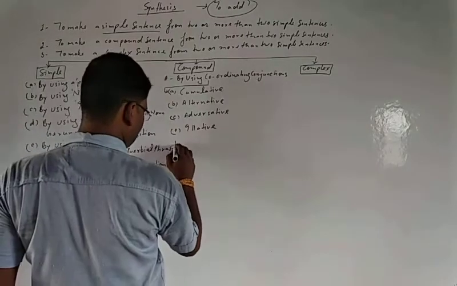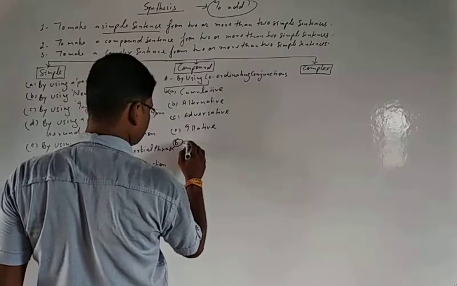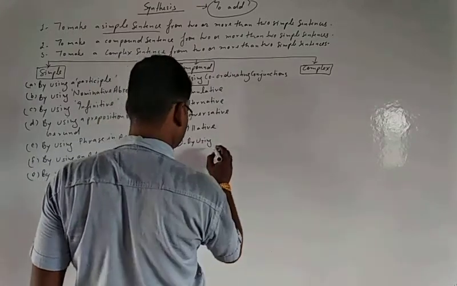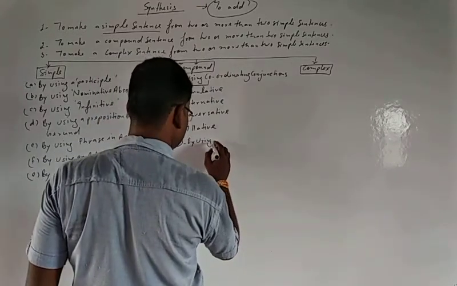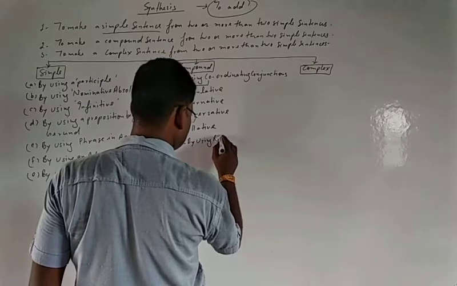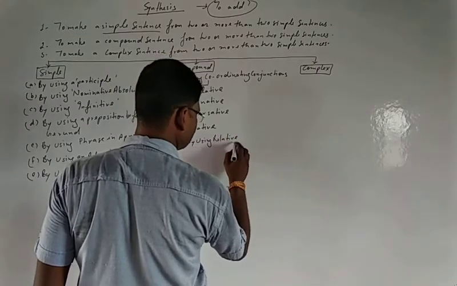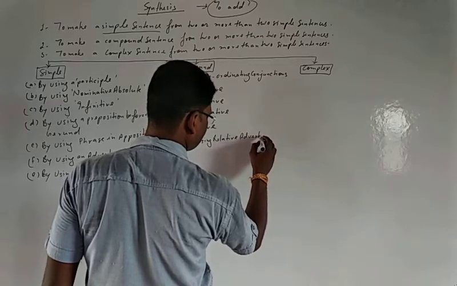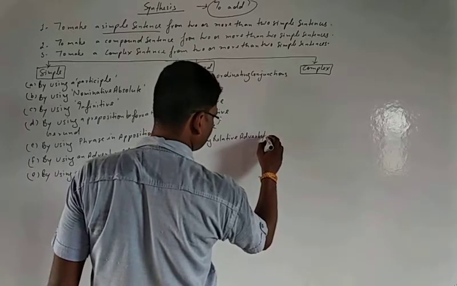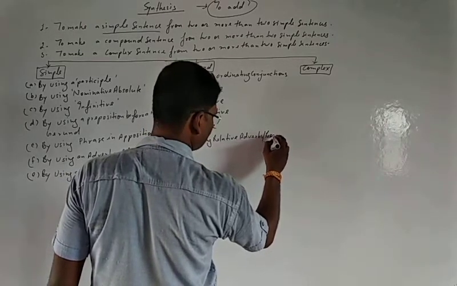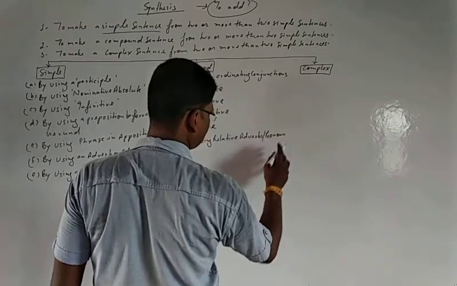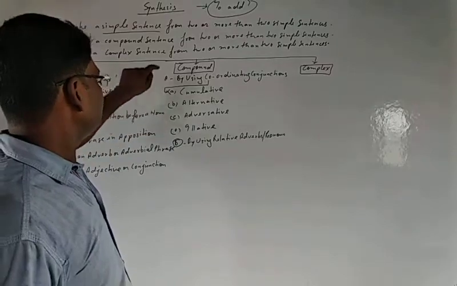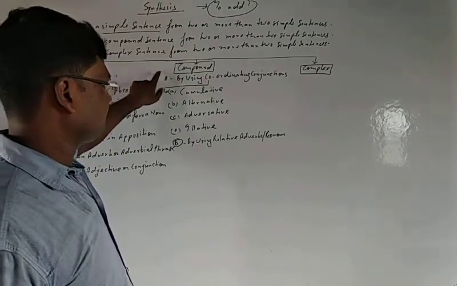And in the second rule, by using relative adverb or relative pronoun. These are the rules for making compound sentence.